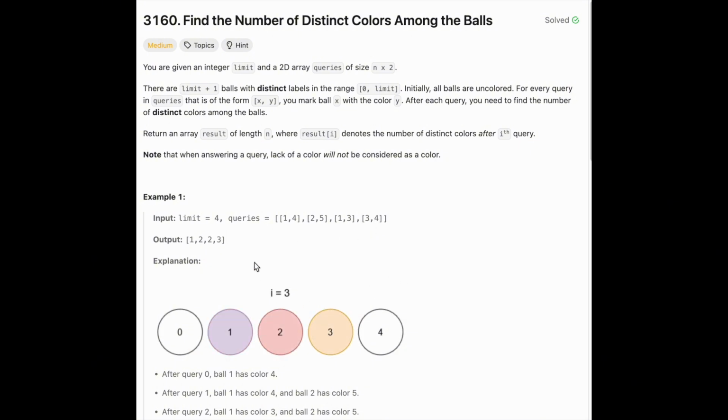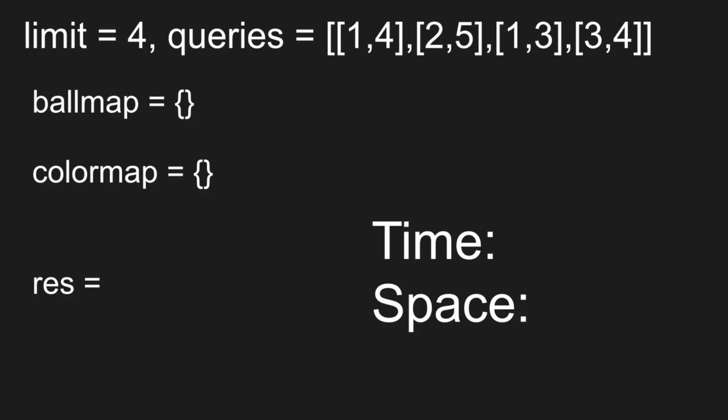So now that we have seen the examples, let's get to how we can solve this problem. We can solve this problem by setting up 2 hash maps. One will be called ball map and one will be called color map. The ball map will consist of all the colors that the ball has, and the color map will consist of all the balls that have a certain color.